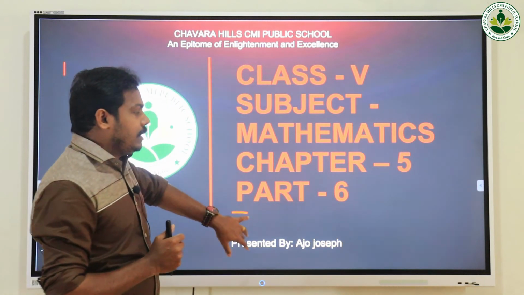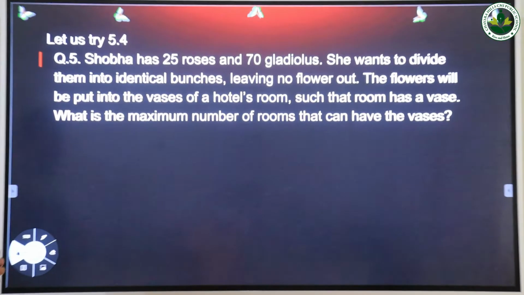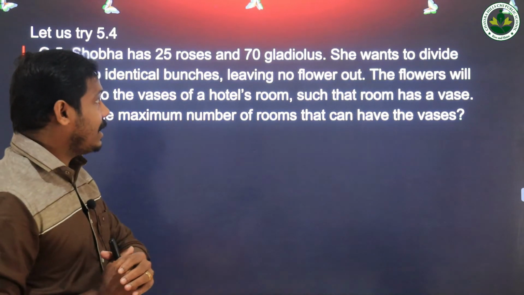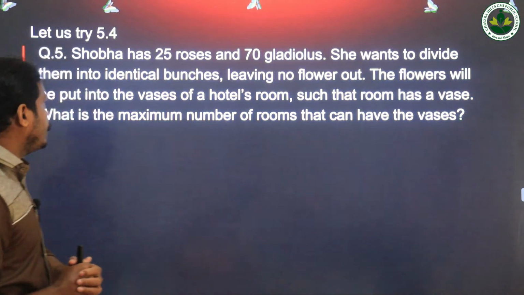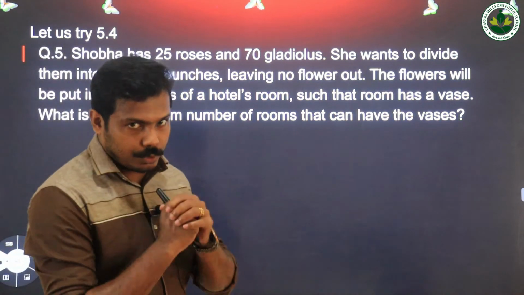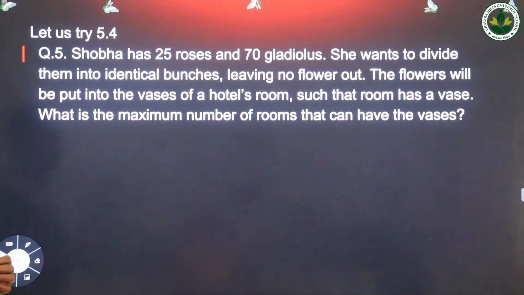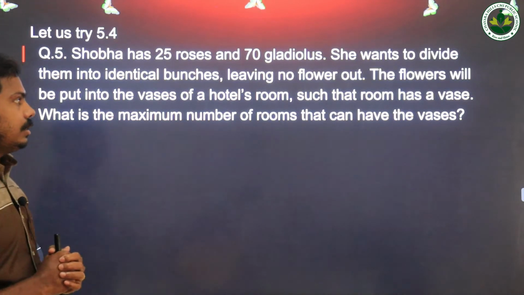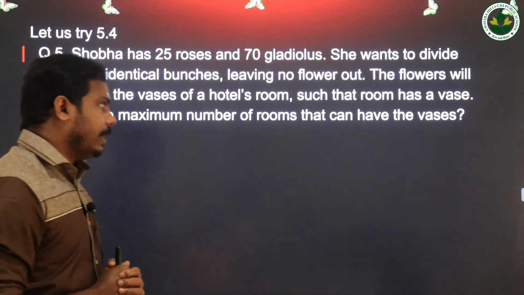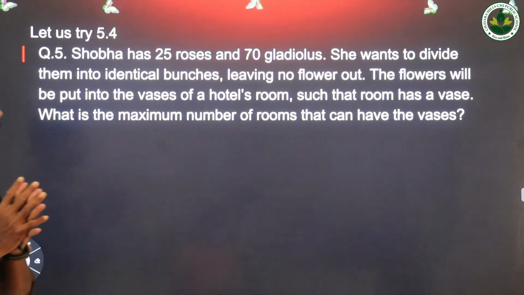And our first question, let us try exercise 5.4, question number 5. Shobha has 25 roses and 70 gladioli. She wants to divide them into identical bunches, leaving no flower out. The flowers will be put into the vases of a hotel's rooms such that each room has a vase. What is the maximum number of rooms that can have the vases? A big question, but a simple one.